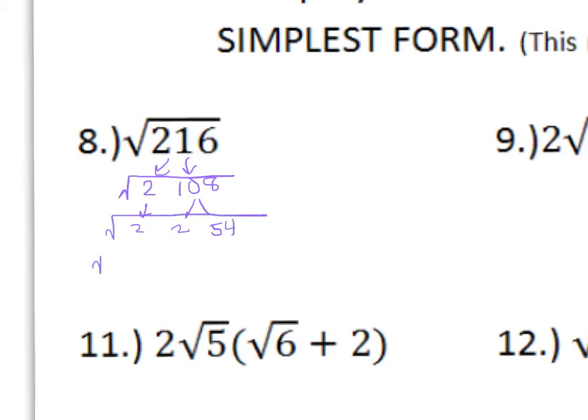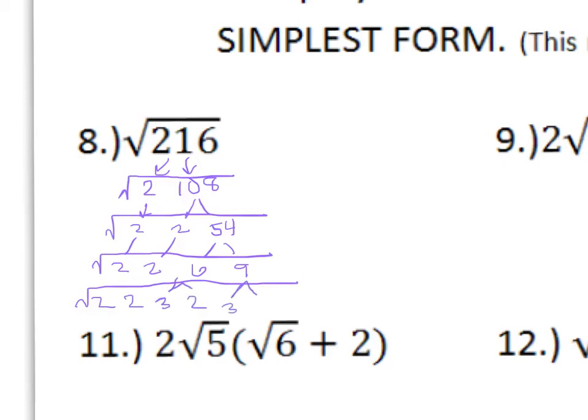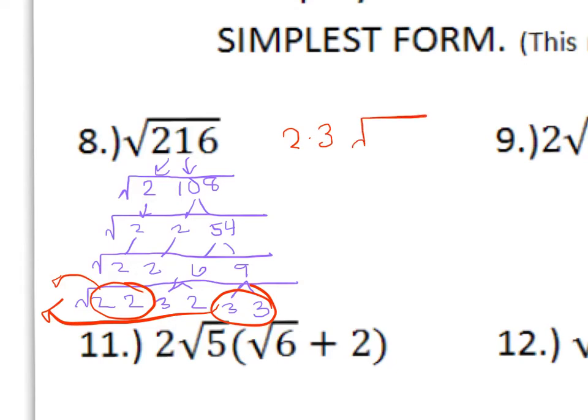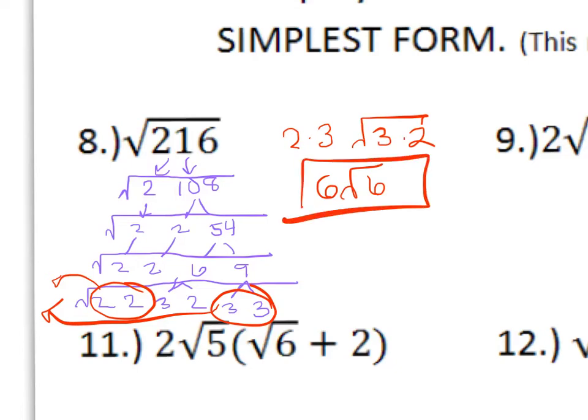Okay, now it's starting to look familiar. We have the first 2 and the second 2. 54 can be 6 and 9. And then if it's all right with you guys, I'll just finish. 6 goes to 3 and 2. 9 goes to 3 and 3. And now pulling my couples out, we have a pair of 2's that come out and a pair of 3's that come out. So on the outside we have, as a single couple, 2 times 3. And on the inside we have 3 times 2, or in other words, 6 root 6 is our final answer here.